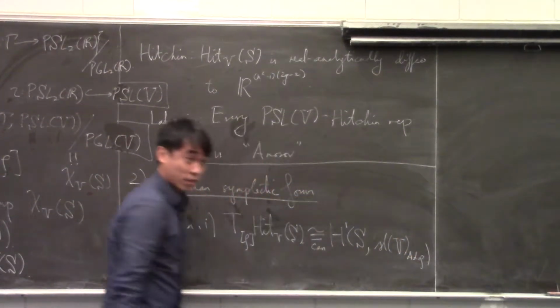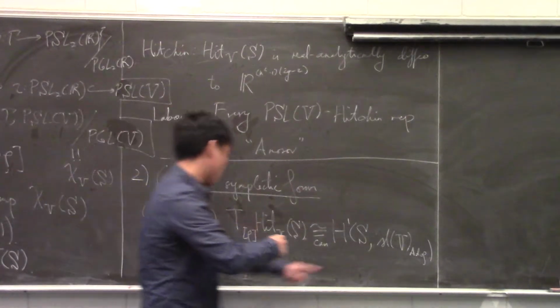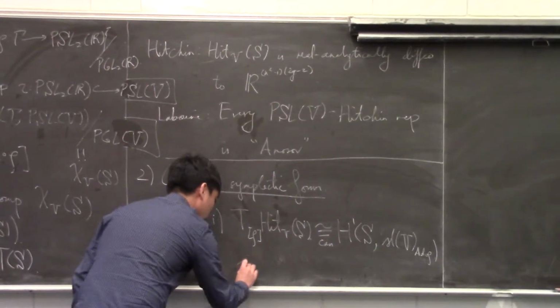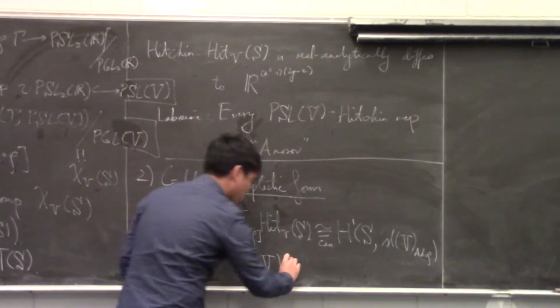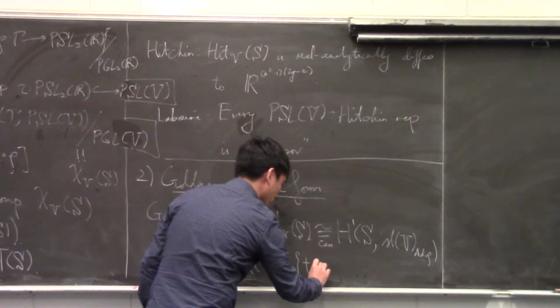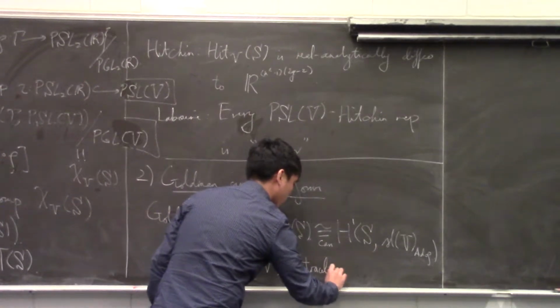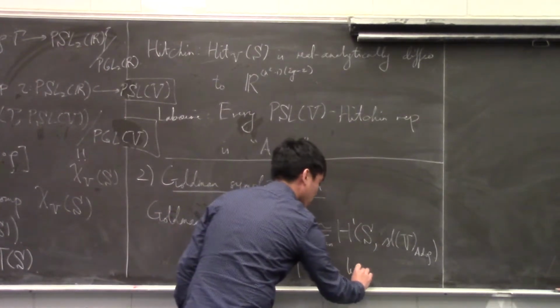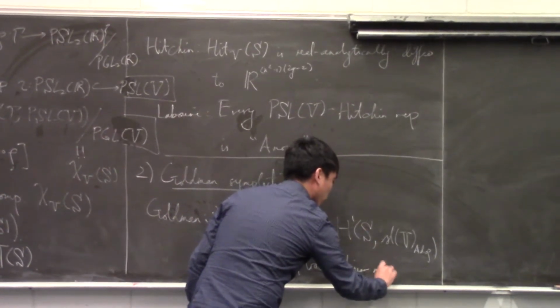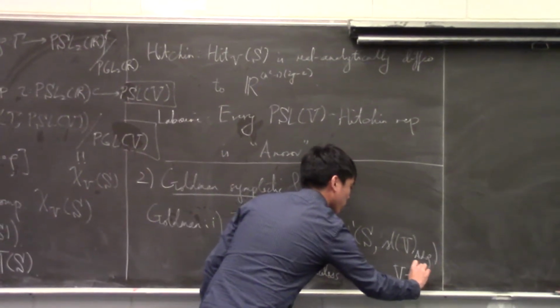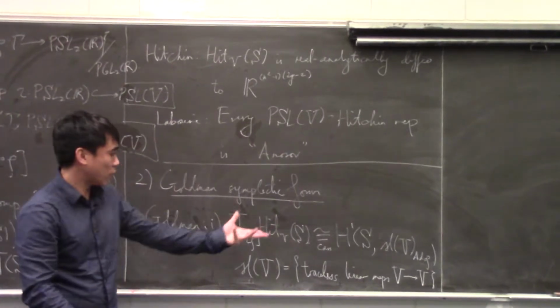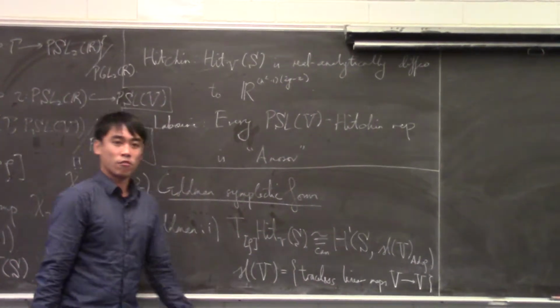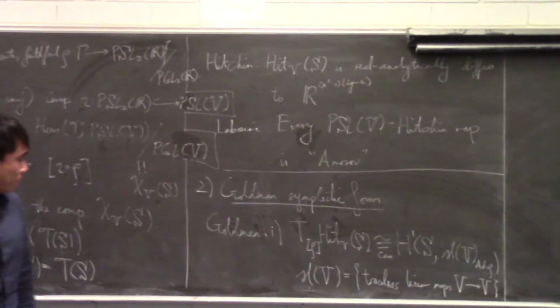Okay, so let me explain a little bit what this means. So here, SLV is the Lie algebra of the Lie group PSLV. You can think of this as the set of traceless endomorphisms, or traceless linear maps from V to itself. You take any linear map, you choose any basis, you write down the associated matrix, and you require the trace to be 0.